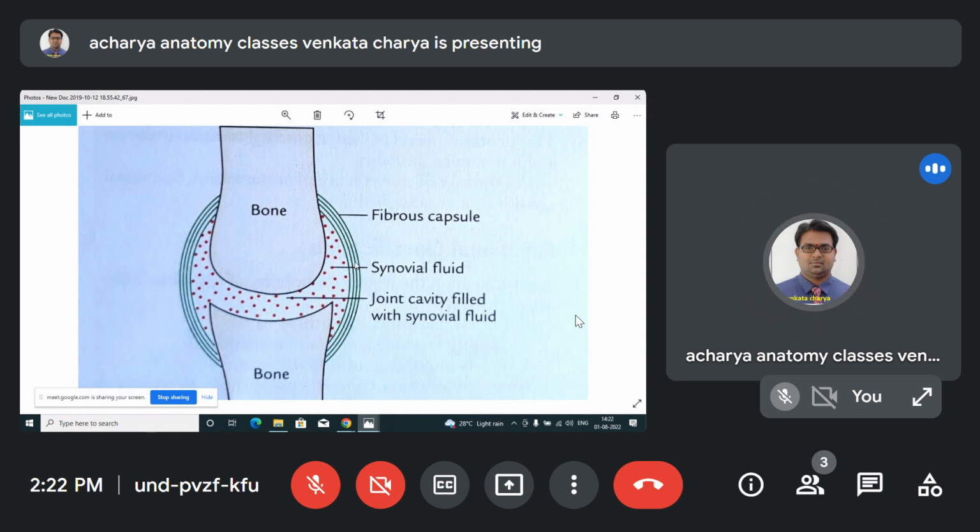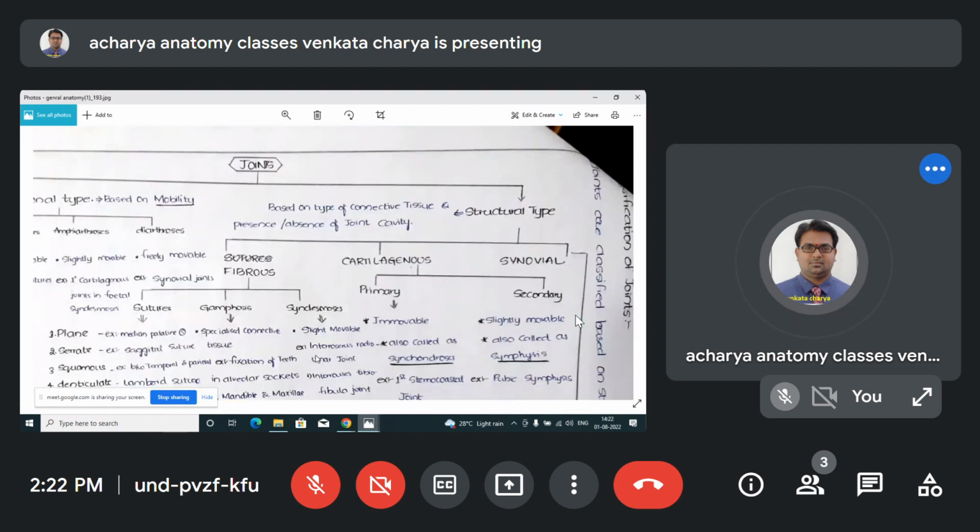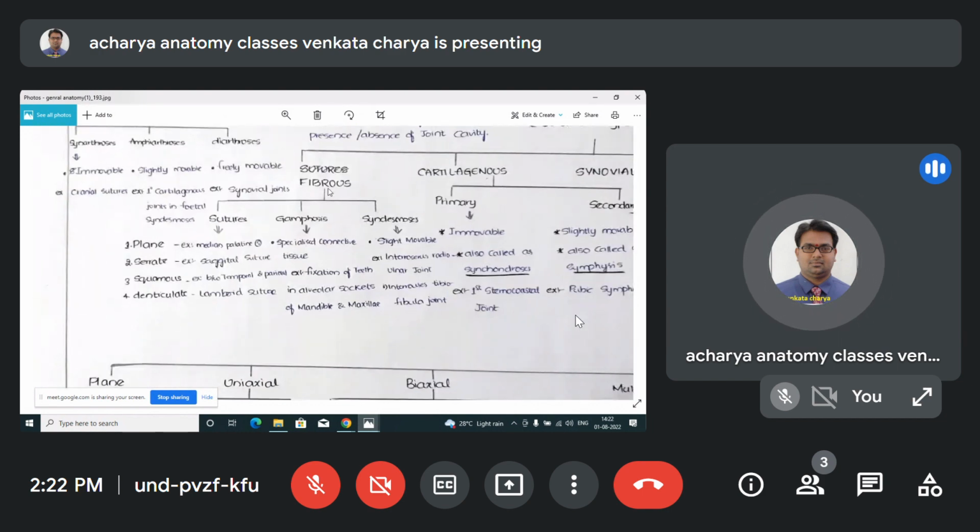Are you getting? Okay. So according to the structure, there are three types: fibrous type, cartilaginous type, and synovial type. First we discuss the fibrous type. Fibrous type again classifies into three types. Number one, sutures.